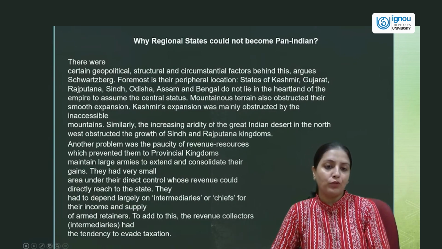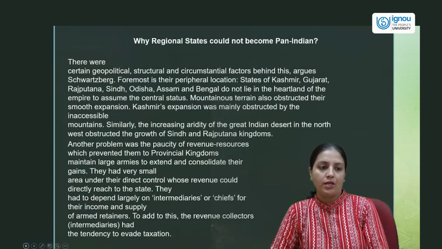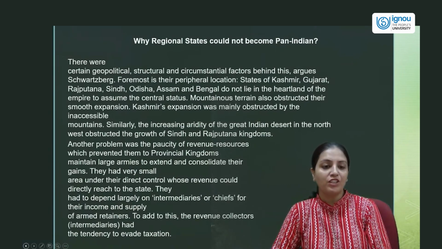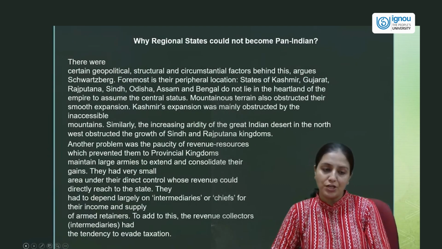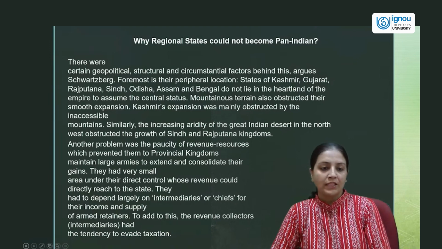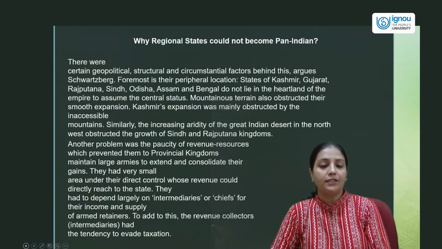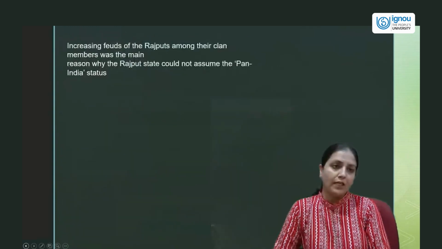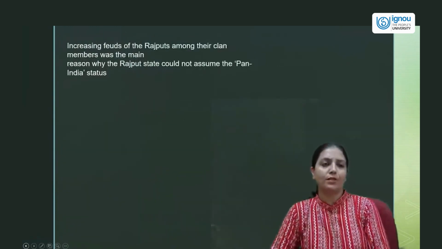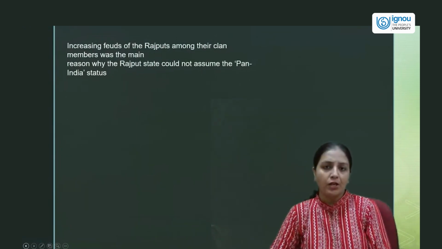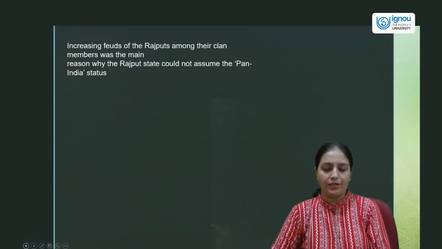Another problem was the paucity of revenue resources, which prevented the provincial kingdoms from maintaining large armies to extend and consolidate their gains. They had a very small area under their direct control, whose revenue could directly reach the state. Increasing feuds of Rajputs among their clan members was the main reason why the Rajput state could not assume pan-India status.